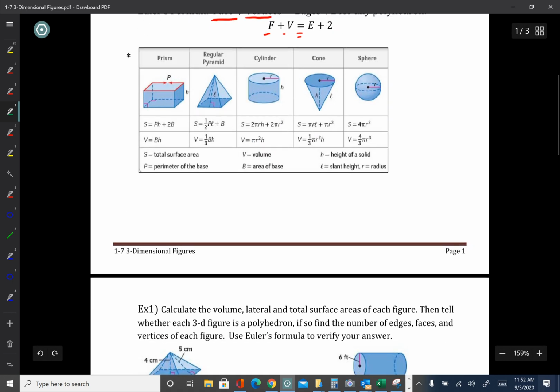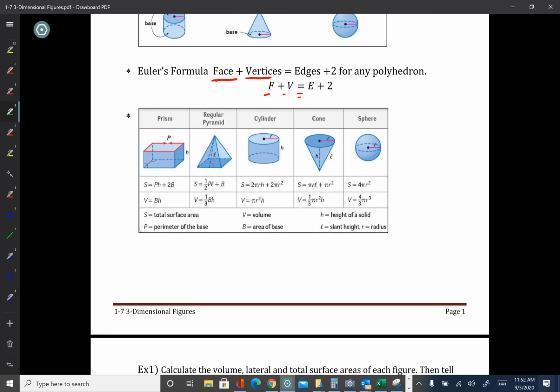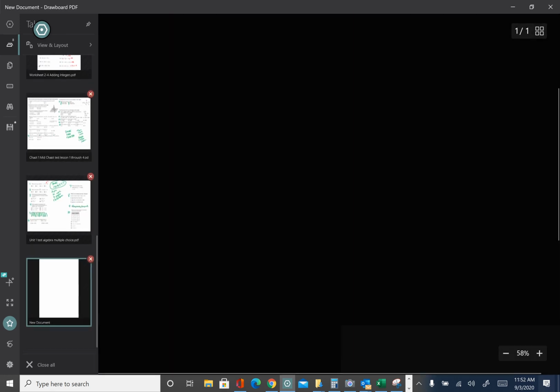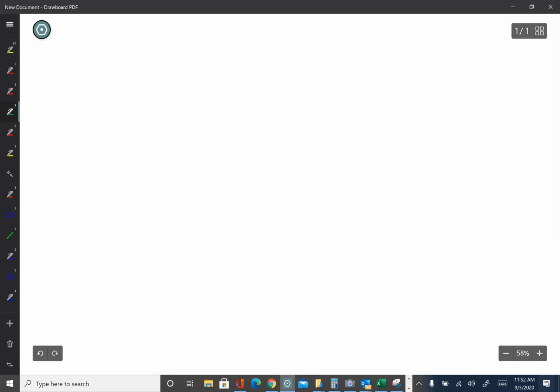Okay, so the first thing we're going to talk about today is volumes. And then I'm going to do a separate lesson tomorrow on surface areas, okay? So let's talk about polyhedron first, okay? Let's look at prisms first. So this is a prism, right?